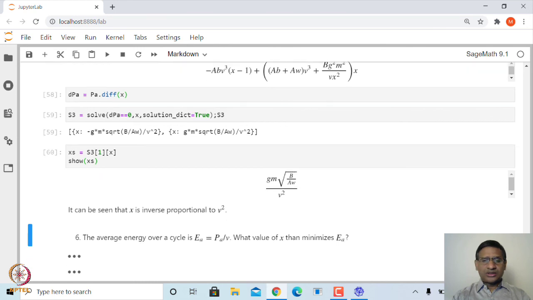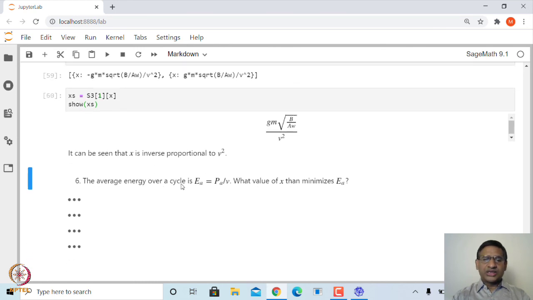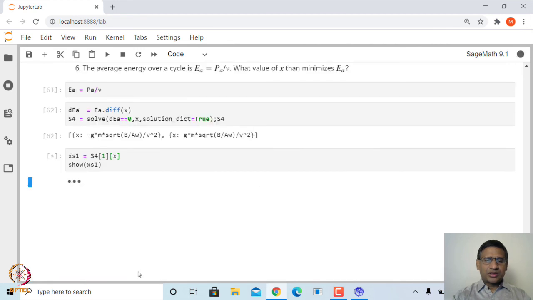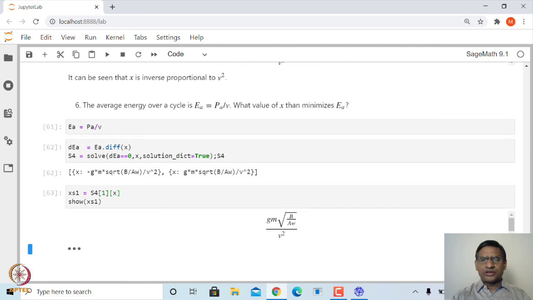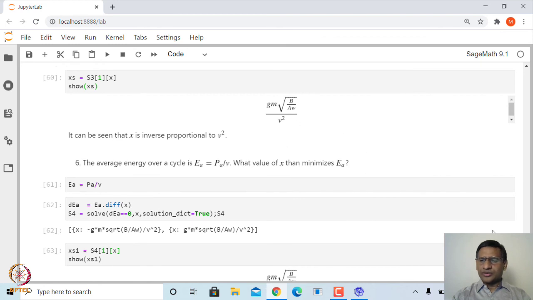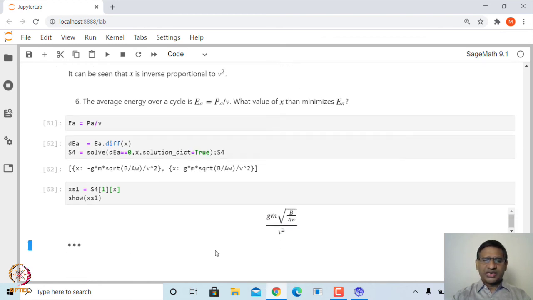And next let us look at the average energy over a cycle. E A is given by P A upon V, where P A is the average power. Then for what value of x is this minimized? Again we can just define E A and then find the derivative of E A, equate it to 0 and solve for x. Again it gives two values, but only one is positive, and that is the point which is equal to this. This is exactly the same as what you got for the minimum value of average power in terms of x.